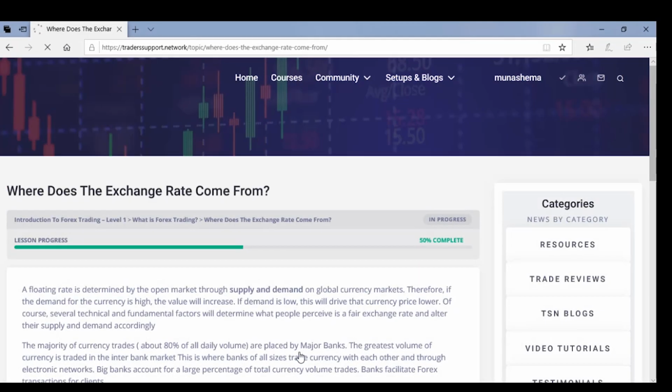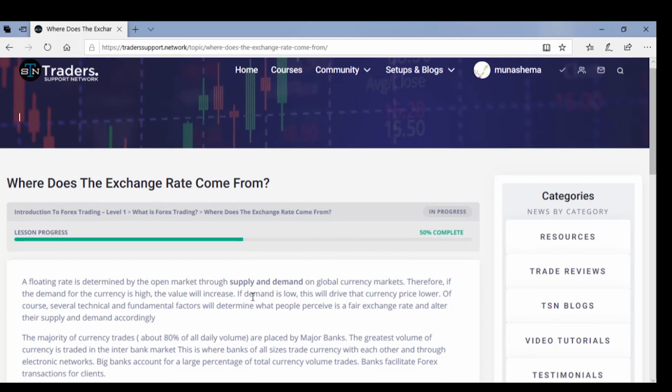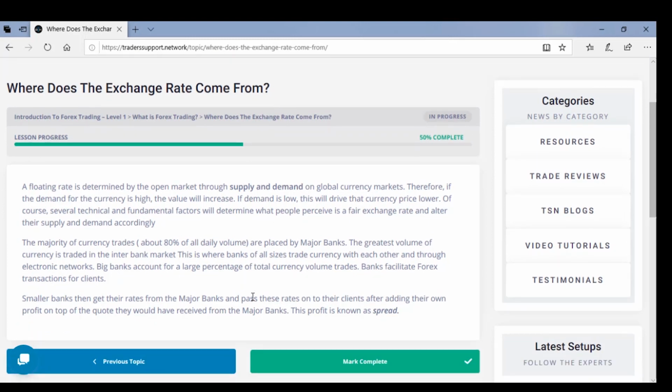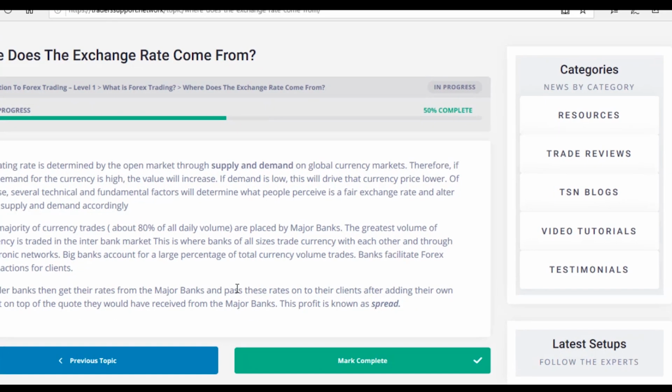Let's continue, right? Okay, the exchange rate, where does it come from? That's the next question. Okay, right. You've learned through that, right? A floating exchange rate is determined by the open currency, right? You read through that content and you make sure that you don't forget this part, huh? Then you continue again, mark complete.